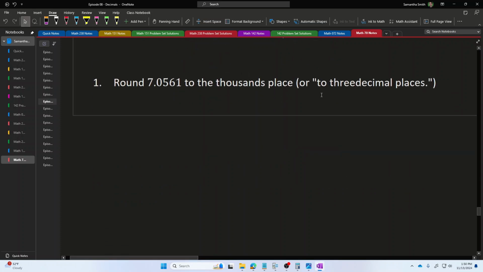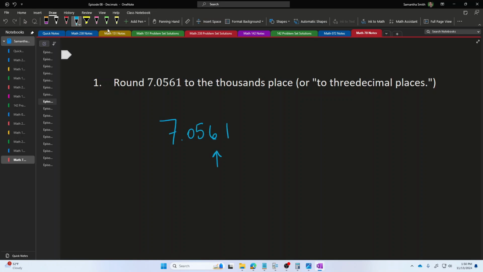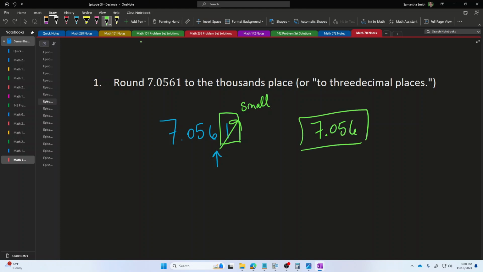And finally, a final example, if someone said round 7.0561 to the thousandth place, I would identify the thousandth place. I would look at the digit 1 step to the right of that. This digit is nice and small. So I would get rid of that digit, and I would leave what is in the thousandth place the same, and I would get 7.056, and that would be rounding this number to the nearest thousandth place.